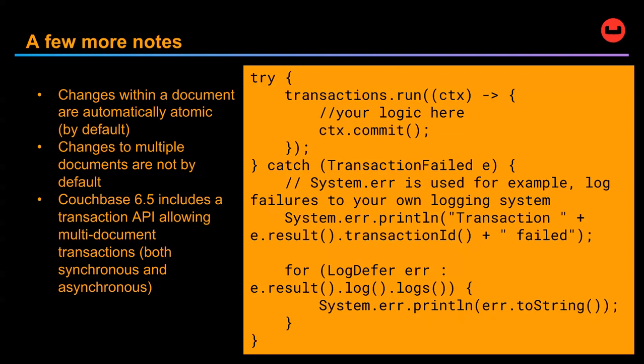Changes to multiple documents without a transaction are not atomic. So if we are doing a query across several documents and then we're making changes across several documents, this is all not transactional unless we actually code in a transaction. Couchbase 6.5, the most recent release, includes a transaction API allowing multi-document transactions. And we support both synchronous and asynchronous. So if you're a developer and you've started doing more event-based, reactive sort of coding style, I put the synchronous code sample here in the slide, because I think everyone can look at this and kind of understand it without understanding monads and all of that kind of stuff. But we do support the asynchronous version as well.